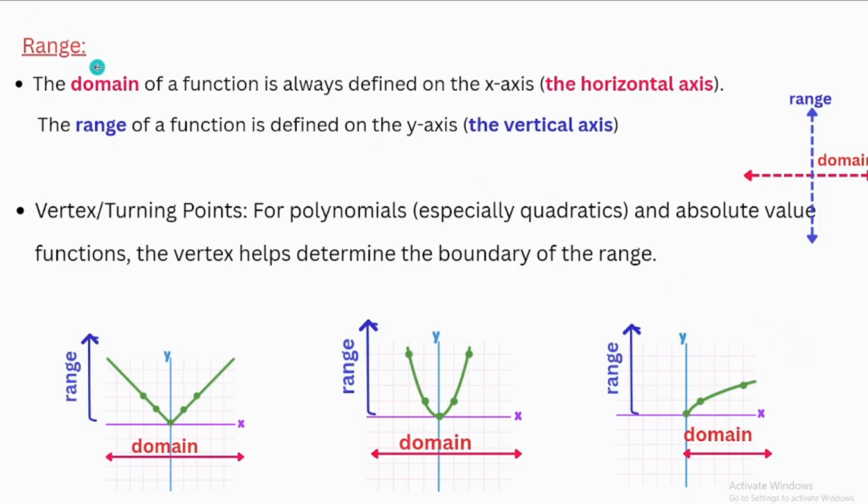When we talk about the range, the domain of a function is always defined on the x-axis, the horizontal axis, and the range of a function is defined on the y-axis. Some kinds of functions have a vertex, like the absolute value function and the quadratic function, and we can say the radical function also.